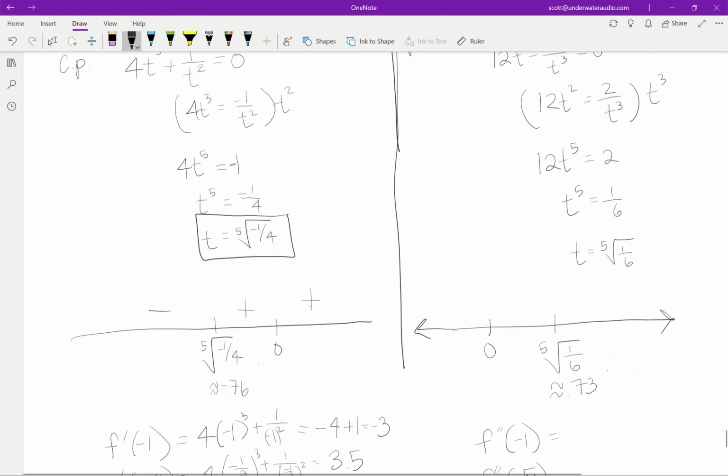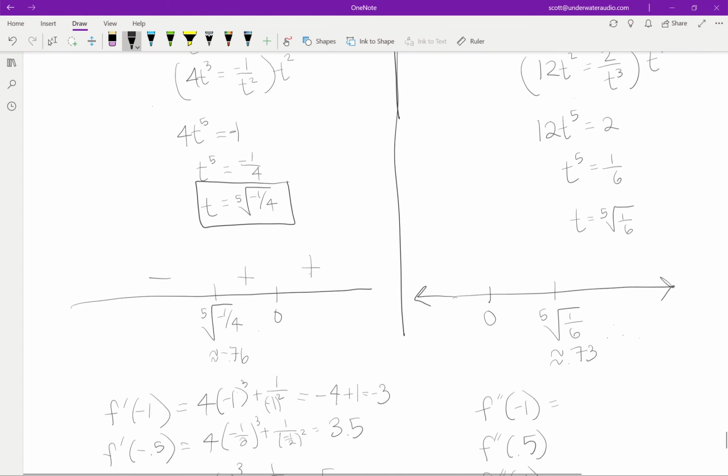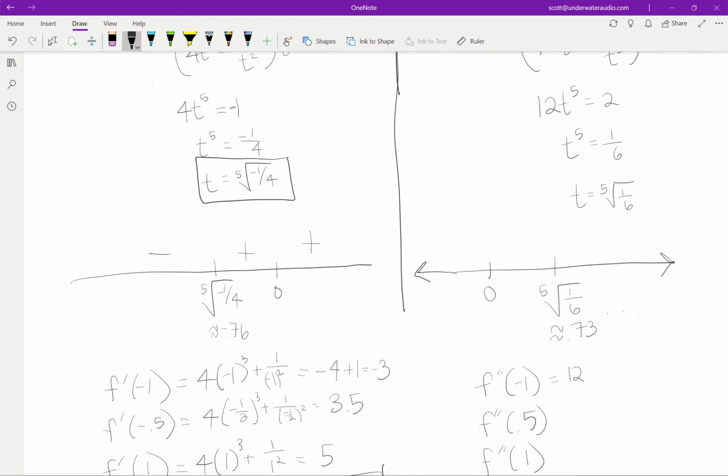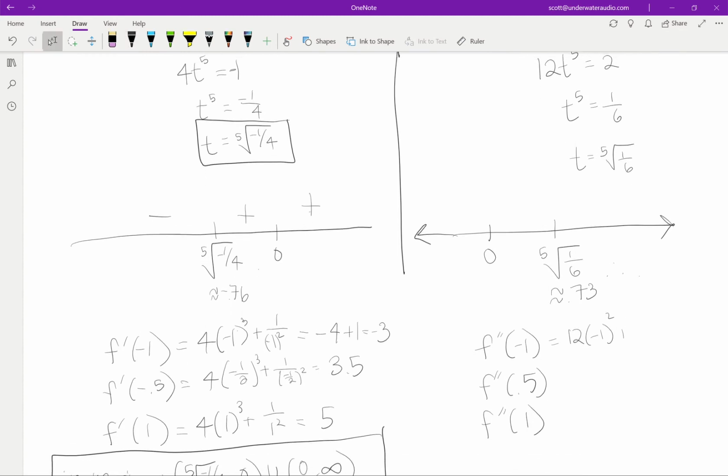I'm plugging it into 12t squared minus 2 over t cubed. So 12 times negative 1 squared, and let's see, what was the rest of that? Minus 2 over negative 1 cubed. Negative 1 squared, I just get a 12. And then negative 1 cubed is still negative. So I think I end up with 14. So I'd say positive here.